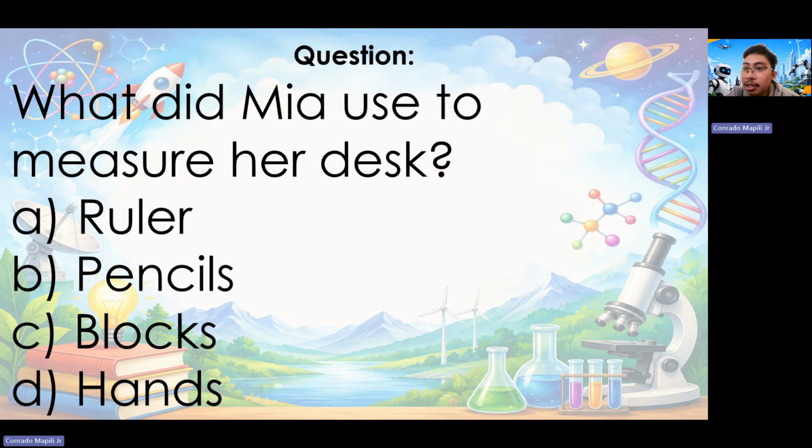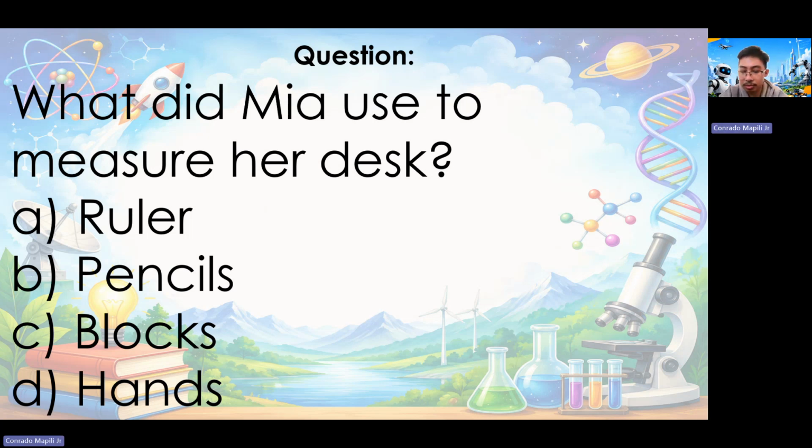So that is now the story. To find out if you truly listened to the story, let's answer this. What did Mia use to measure her desk? A. Ruler. B. Pencils. C. Blocks. Or letter D. Hands.